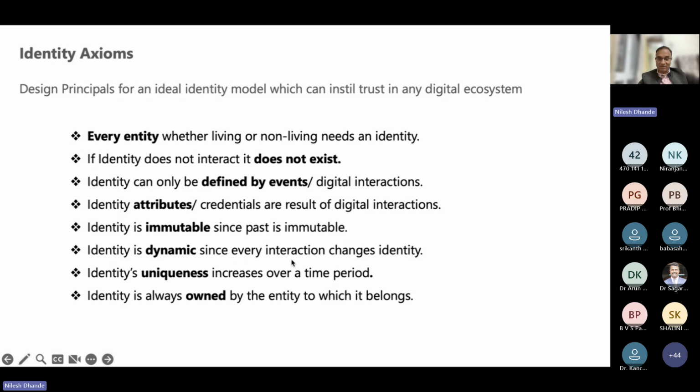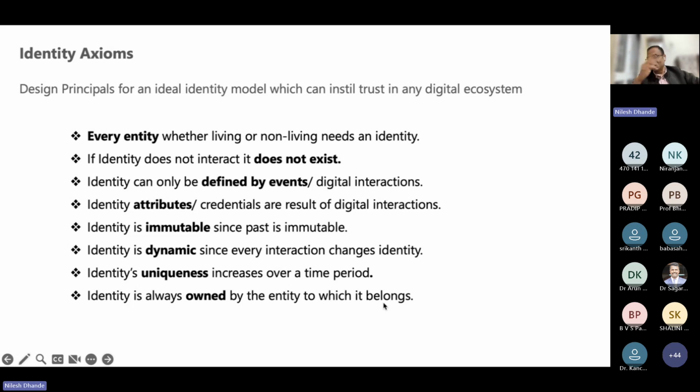Identity is dynamic since every interaction changes identity. Uniqueness increases over the period of time. So even if you have two twins in the physical world, over a period of time the uniqueness increases, right? Because they go through different kinds of experiences in their life, right? They might do different things. Identity is always owned by the entity to which it belongs.